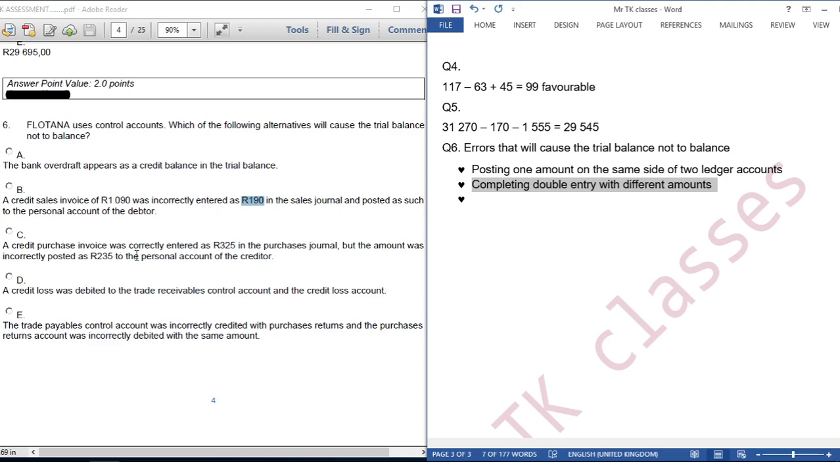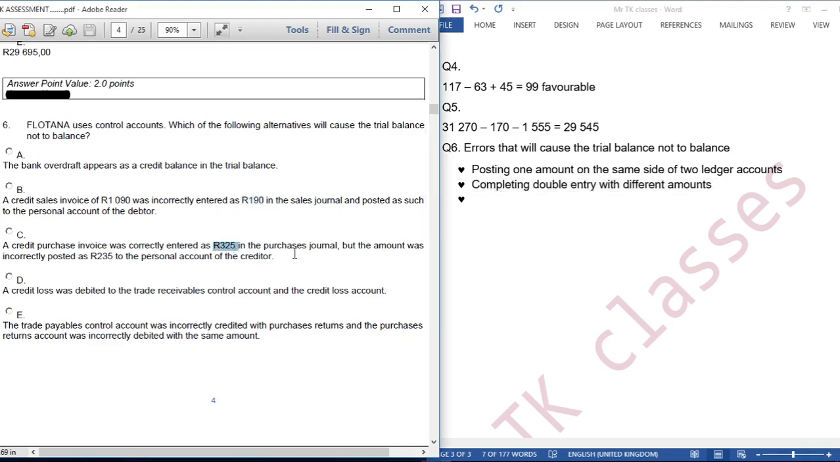A credit purchase invoice was correctly entered as 325 in the purchases journal, but the amount was incorrectly posted as 235 to the personal account of the creditor. The amount that we entered in the purchases journal is the amount that we take to the ledger accounts. So what does this mean? It means that this will not affect the trial balance, because this is what we take to the ledger account. All right, let's look at D.